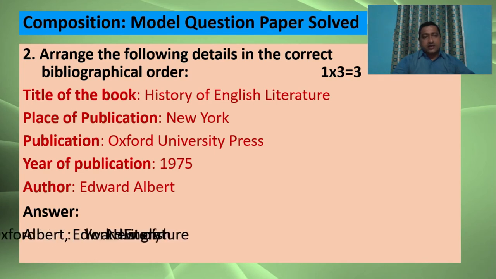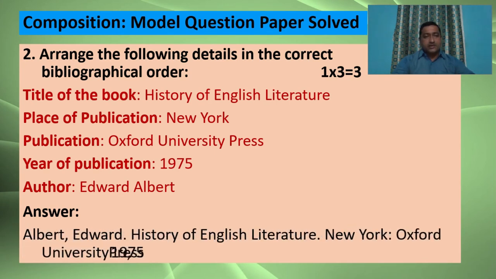So you can see here Edward Albert becomes Albert comma Edward full stop. Then History of English Literature isn't underlined here, but in your exam you are going to underline it, but we can italicize it here in the soft copy. So please underline it when you are attempting it in the exam. Then New York is the place. Oxford University Press is the publisher. Place of publication is New York, publisher is Oxford University Press, and 1975 is the year. That's how you can solve it.